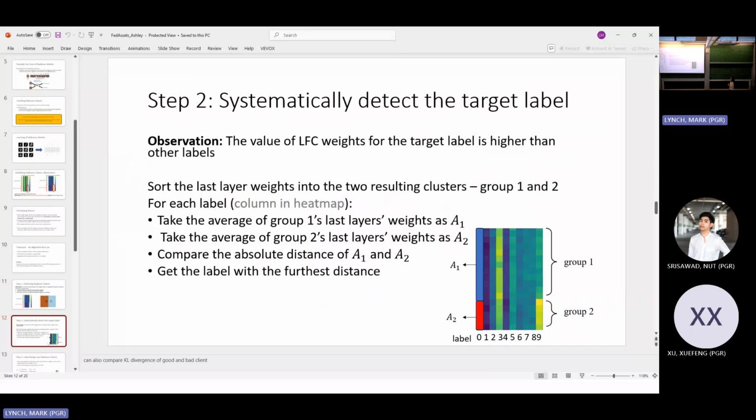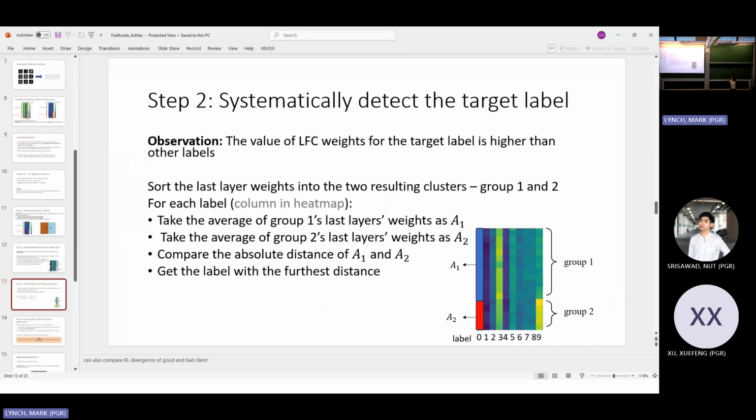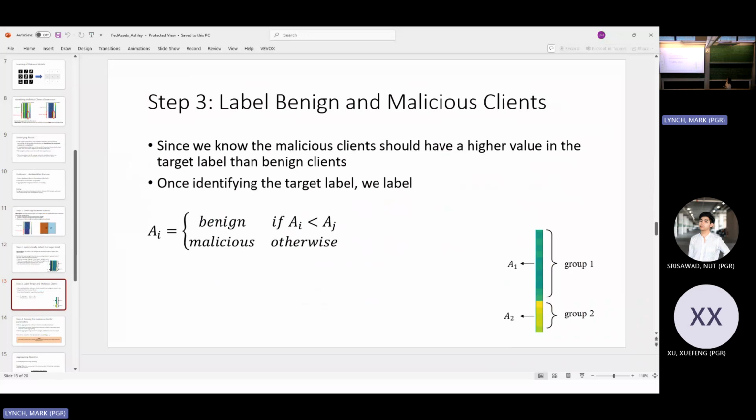Now I can know that the label with the largest magnitude of difference is the label that they're trying to perturb. Because of that, we can also use the same concept to label whether a group is benign or malicious, because we know that benign clients have a smaller value in their target label compared to malicious clients.